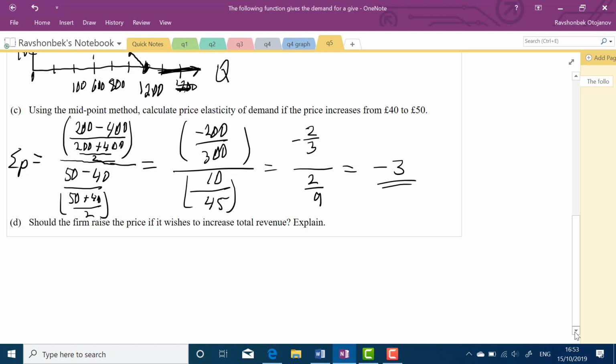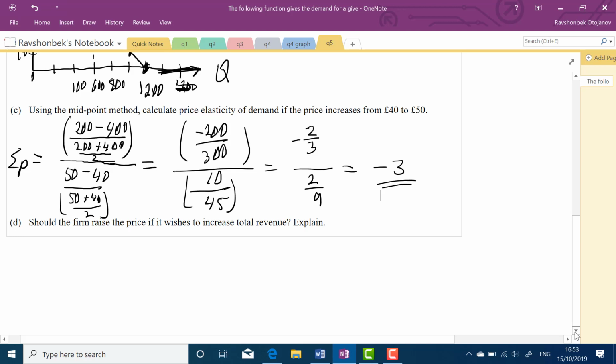Now, last question. Should the firm raise the price if it wishes to increase the total revenue? No? Anyone? Why shouldn't they raise the price? Because it's elastically demanded. So higher prices mean lower quantities sold. A 1% increase leads to a 3% decline already. Even a small increase in price is leading to a large decrease in quantity demanded, right? So when the demand is price elastic, the advice is don't raise the price.